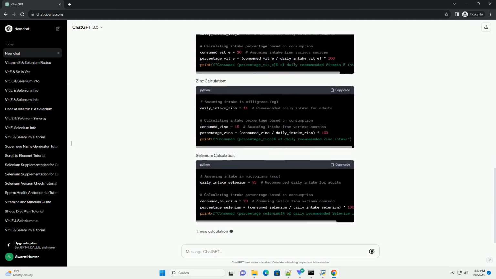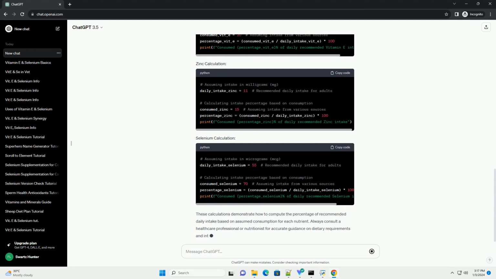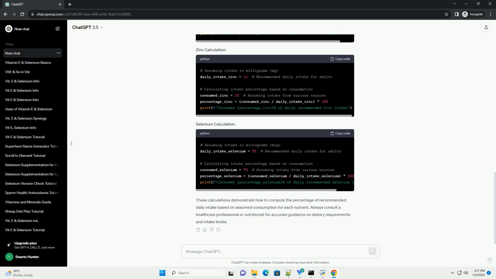Vitamin C, or ascorbic acid, is an antioxidant that helps in collagen production, wound healing, and boosting the immune system. Citrus fruits, strawberries, and vegetables like bell peppers are rich sources of vitamin C.